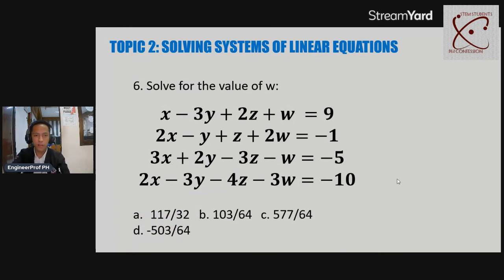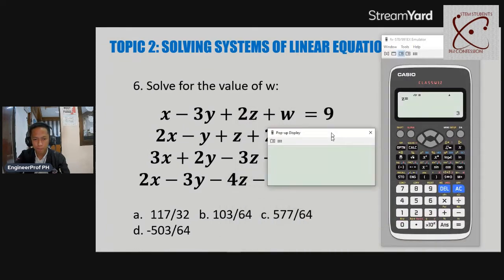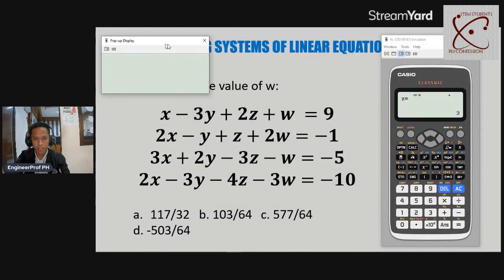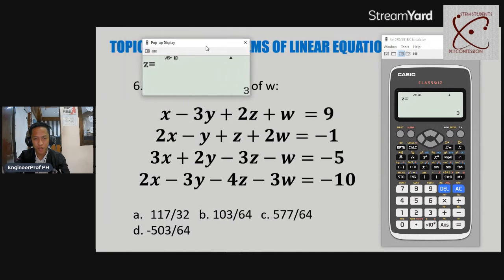So for this problem, we have to solve for the value of W. So dito, ang binigay sa atin, guys, is 4 equations for 4 unknowns. So napaka-time consuming nito if you are going to solve this manually. So gagamit ka ng substitution or elimination method for this. Okay, so gamitin natin si Casio. So, solve for the value of W.